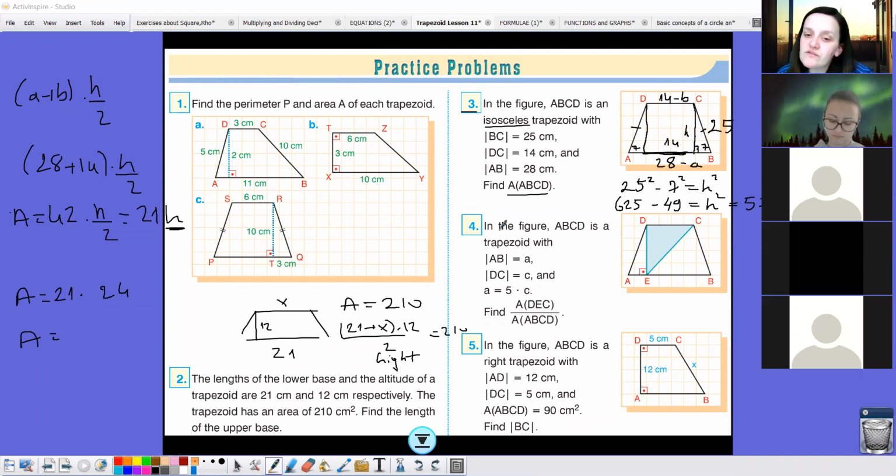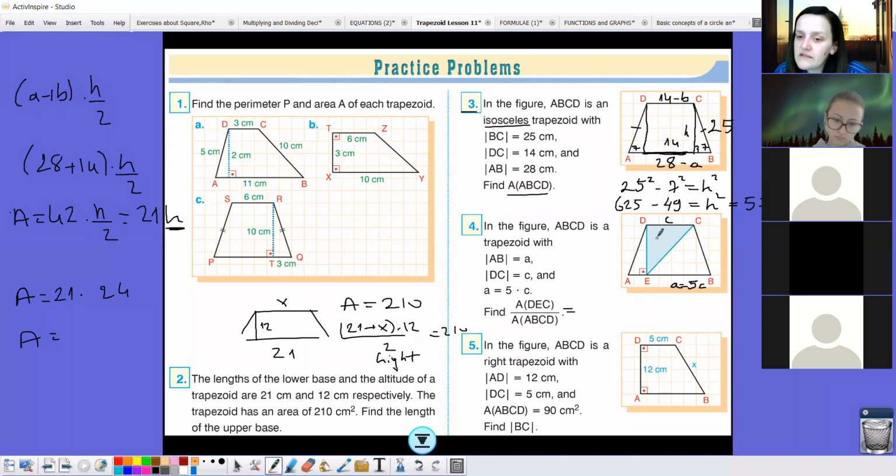Okay. So here, guys, as you see in the figure, ABCD is a trapezoid with AB given as A. This part is A. And DC, the upper base, is C. And A is equal to 5C. Find the ratio of the area of the triangle DEC and the area of the trapezoid ABCD.